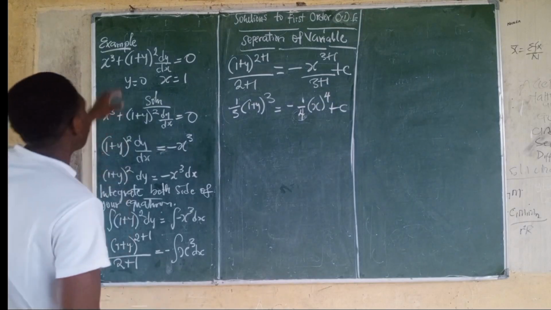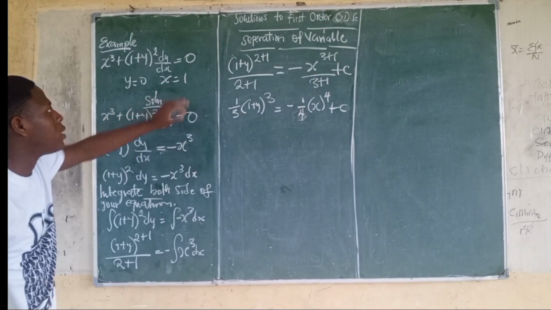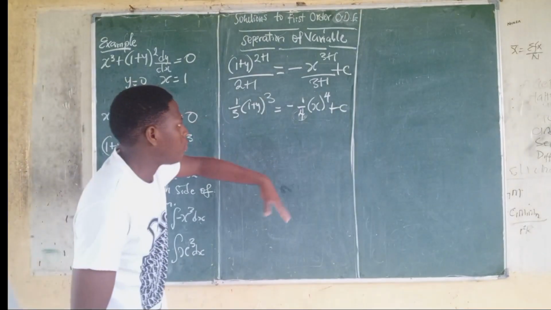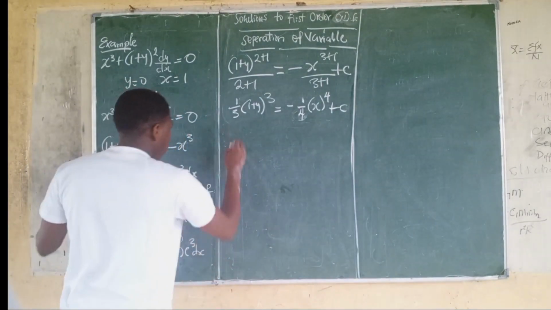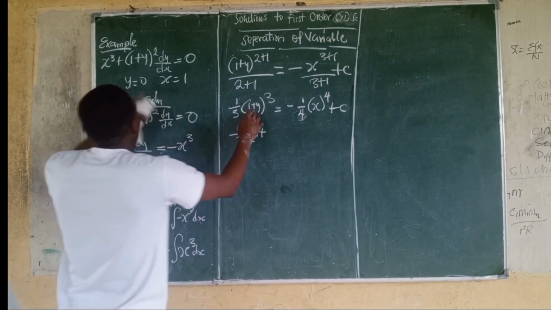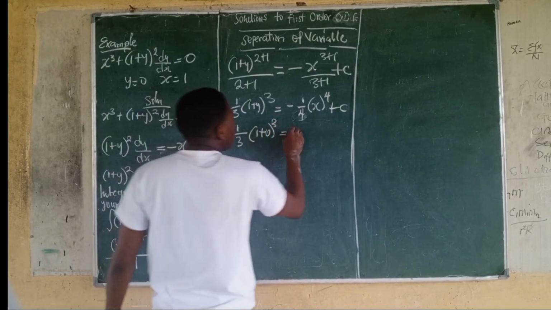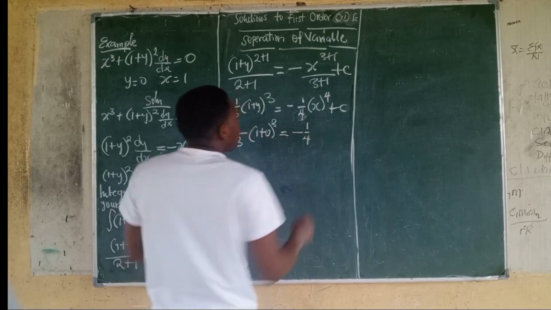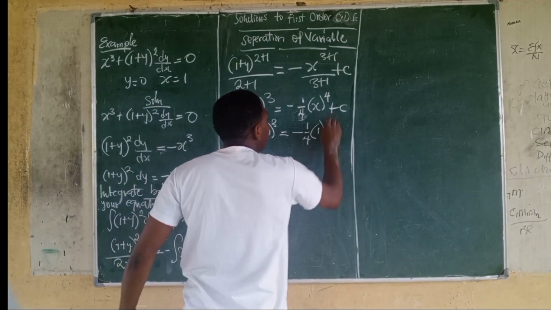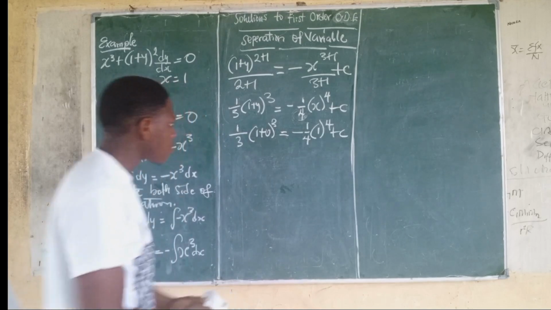But note, we are given a boundary condition which says y is equal to 0 and x is equal to 1. Meaning anywhere we see y, we put 0, and anywhere we see x, we put 1. If we do that, we have 1 over 3 (1 plus 0) raised to the power of 3, and this is equal to minus 1 over 4 (1) raised to the power of 4 plus c. What are we to find? We have to find the constant.